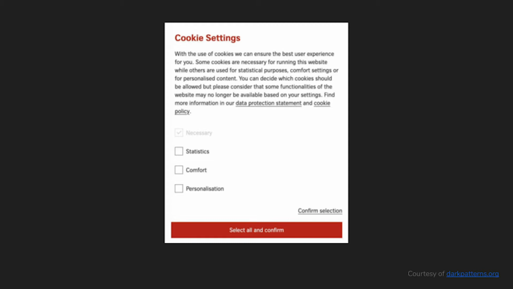And then confirm. The only way to move next is confirm, and you're giving them all the data. Did anyone read what you are agreeing to up here?